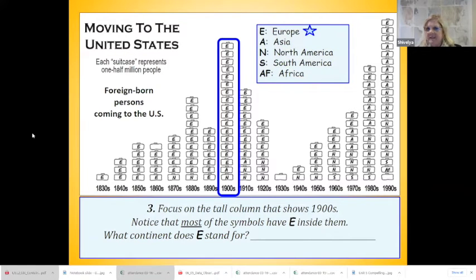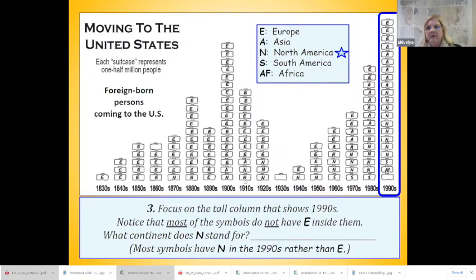Then we start to ask them some very specific questions. So for instance, here in the 1900s, we see that this was one of the highest points of immigration, and to have them actually count up how many of those suitcases. Each suitcase represents 500,000 people. So two of them combined would obviously be 1 million people. So we're talking about what an influx of immigrants and where they're coming from, what parts of the world.